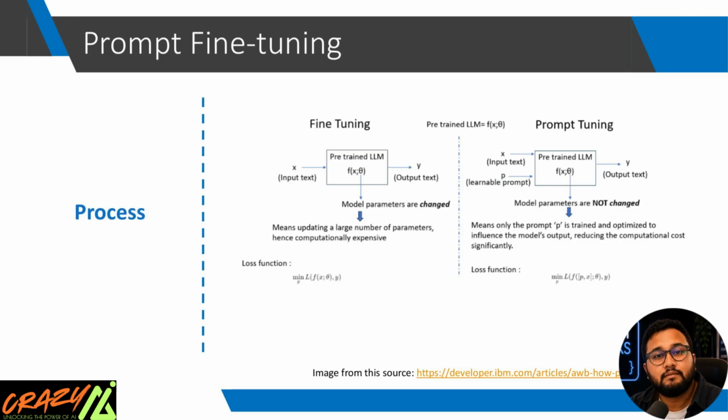In prompt tuning, the pre-trained model stays exactly the same. Its parameters remain frozen. Only the prompt embeddings are optimized during training. This dramatically reduces computational cost while still allowing the model to specialize for different tasks. In other words, less computation, less memory, lower cost, faster deployment. That's the biggest advantage of prompt tuning.